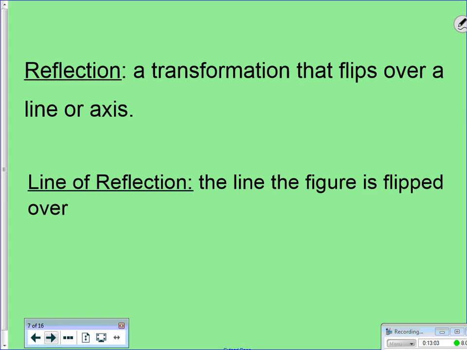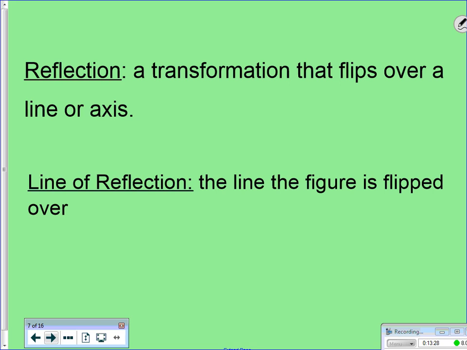Okay, all right, next thing. We're going to talk about reflections next. And actually, reflections are probably the easiest kind of transformation you're going to do. Why? Because there's just 2 simple rules. You don't have to add anything. You don't have to subtract anything. You don't have to multiply by anything.